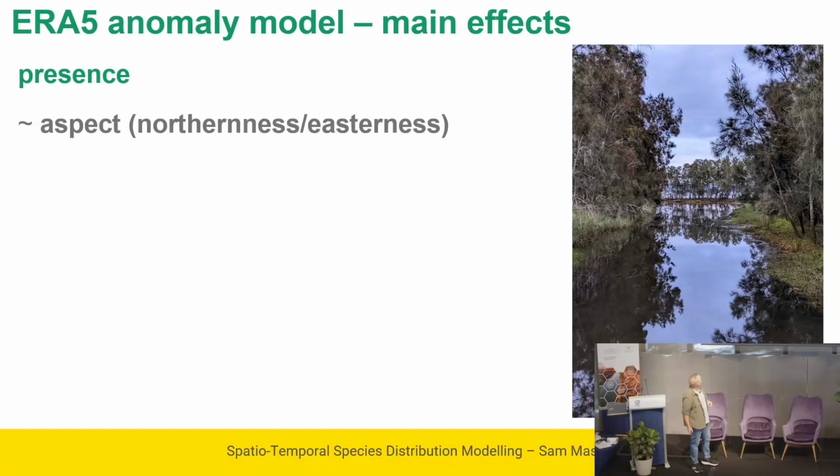So we look at our main effects. So we look at aspect. We're up in the mountains here. Which way are they facing? You get very different north and south. So this, what they sometimes call northernness and easternness, bit of a mouthful, but that's what they are.